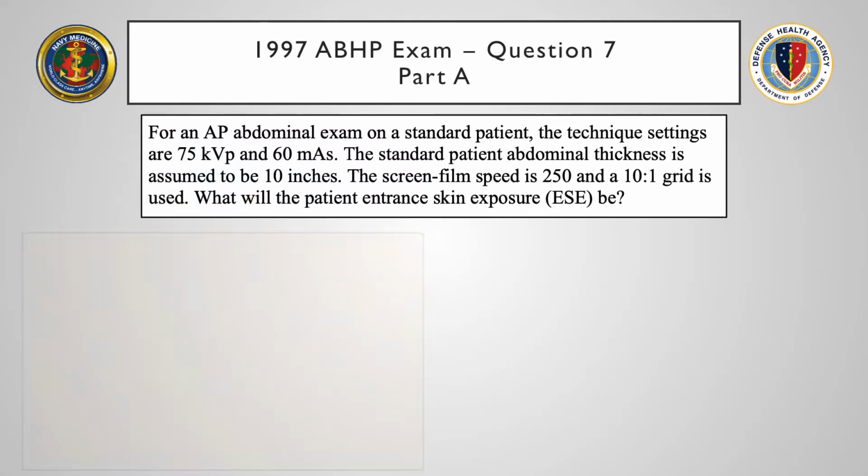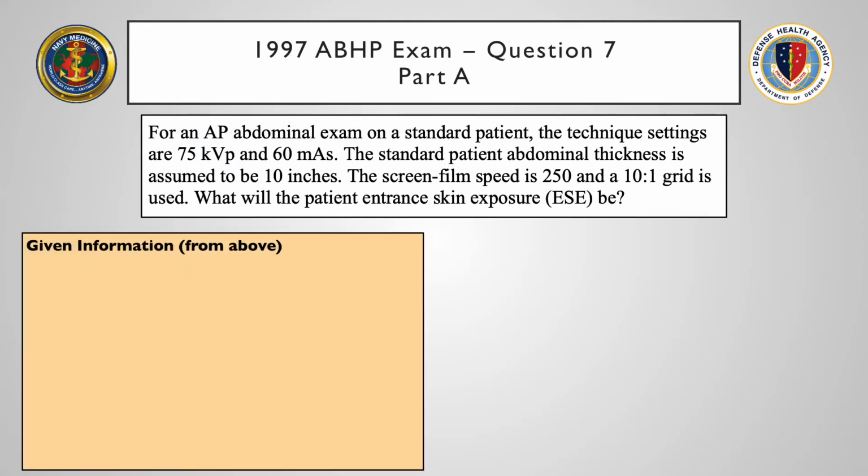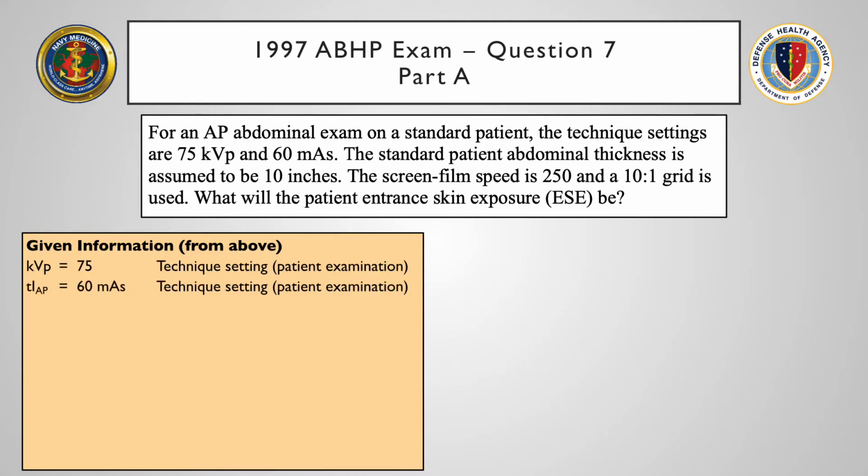Part I starts off with giving us the given information specific to this part of the problem. They give us a kVp and mAs, which are technique factors used for this patient examination, which is an AP abdominal exam. The patient thickness is 10 inches.